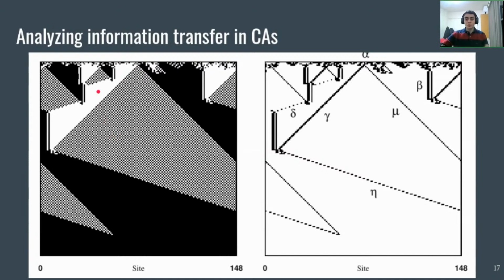If we remove these domains to facilitate the visualization, what's left are only the particles. The researchers named the particles with Greek letters, and you can see how they move over time. And when they collide, something happens. For example, when this particle gamma collides with this particle delta, they form this new particle, and that, after some time, collides with this particle mu, and results in nothing. So with this, they were able to analyze how the computation was done in a cellular automaton.